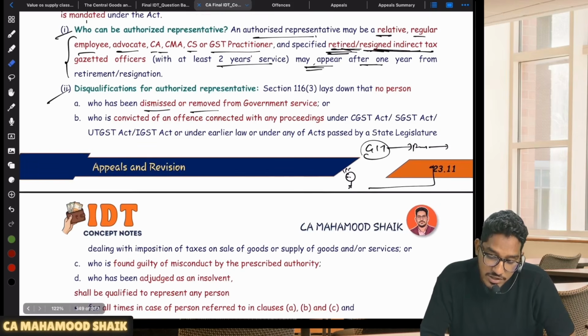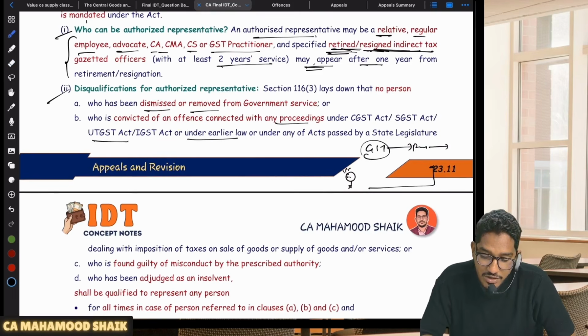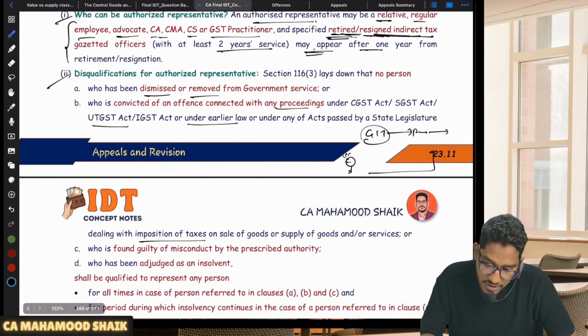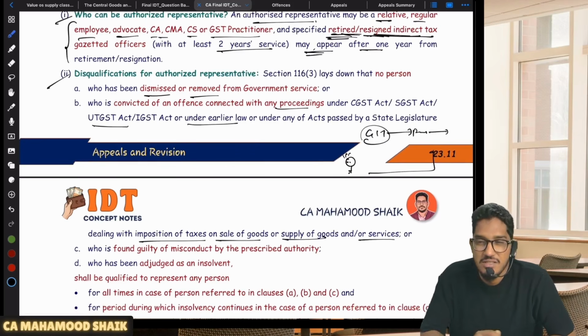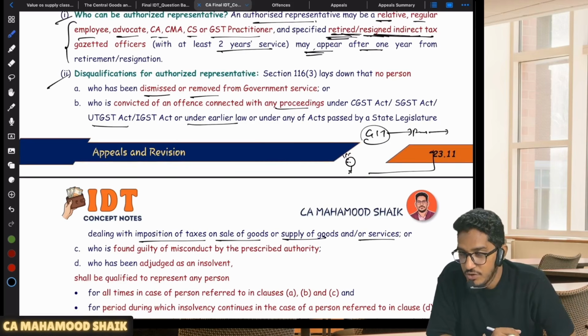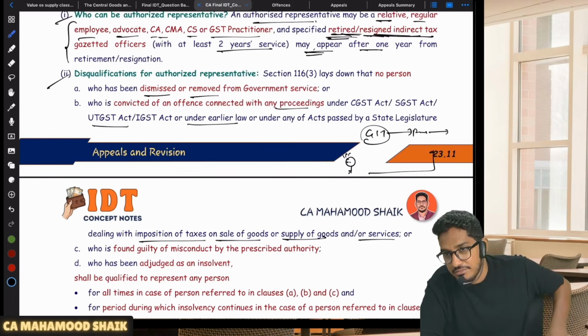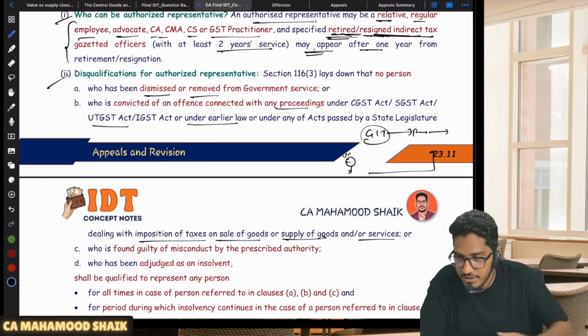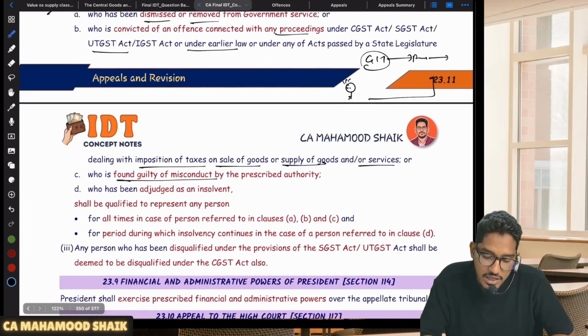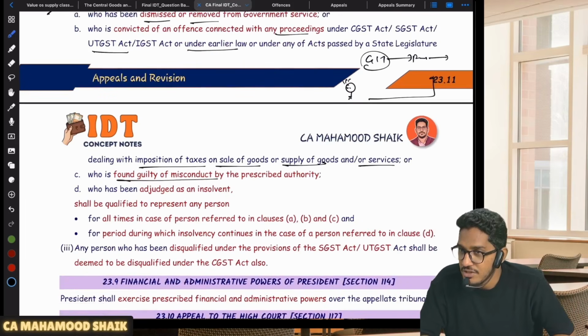Who is convicted of an offence connected with any proceedings under CGST, SGST, UTGST Act or under earlier laws of any act passed by state legislature dealing with imposition of taxes on sale of goods, supply of goods or services. That means whoever you want to send as a legal representative should not have been convicted under the goods and services or CGST laws, SGST laws. Then who is found guilty of misconduct, like chartered accountants, cost accountants. If you have done some violations, professional misconduct, other misconduct, don't send those people, they will not accept.